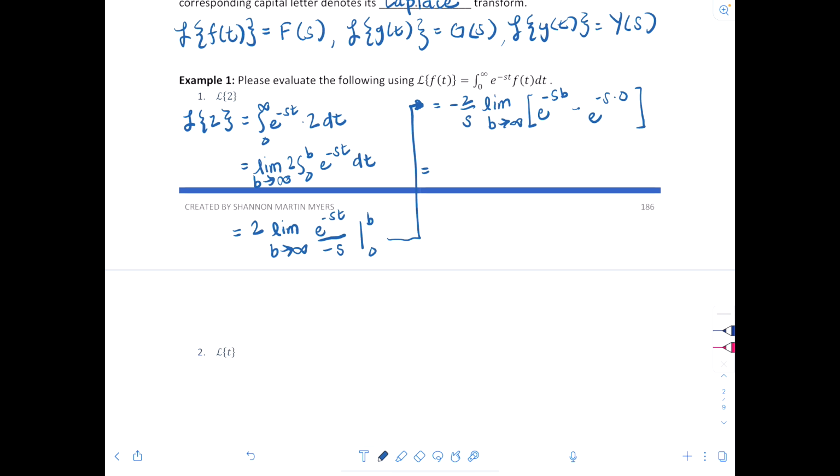So that's going to give us negative 2 over s. Since we have a negative in front of that exponent in the exponential function, and we're taking it to infinity, just this first one, and s is given to be positive, that's going to be 0. And then the second one is just 1, and the limit of a constant is the constant, right? So we'll have 0 minus 1, and so that's going to give us positive 2 over s. And we're all done. Cool, cool?